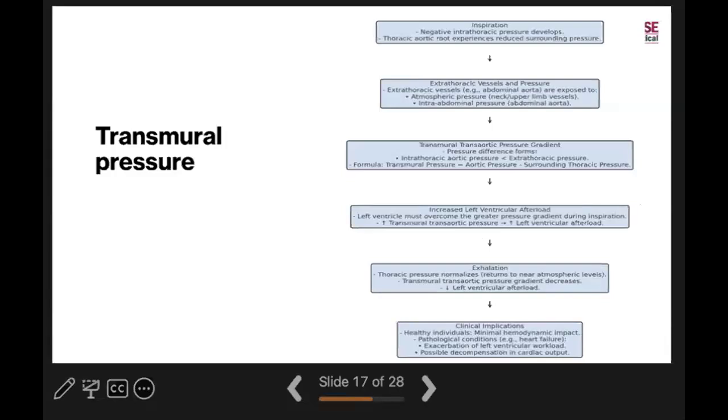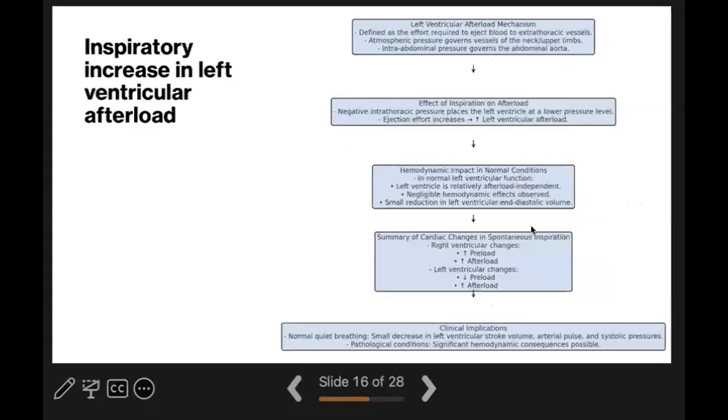So whenever there is an increase in the transmural pressure, the left ventricle has to eject against this increase, leading to an increase in the left ventricular afterload. So overall, what happens? During spontaneously breathing inspiration, there is negative intrathoracic pressure. The air flows inside the lungs, and in the right side of the heart, there is an increase in the preload because of the negative intrathoracic pressure. There is an increase in the venous return. There is an increase in the right-sided preload, the right ventricular preload.